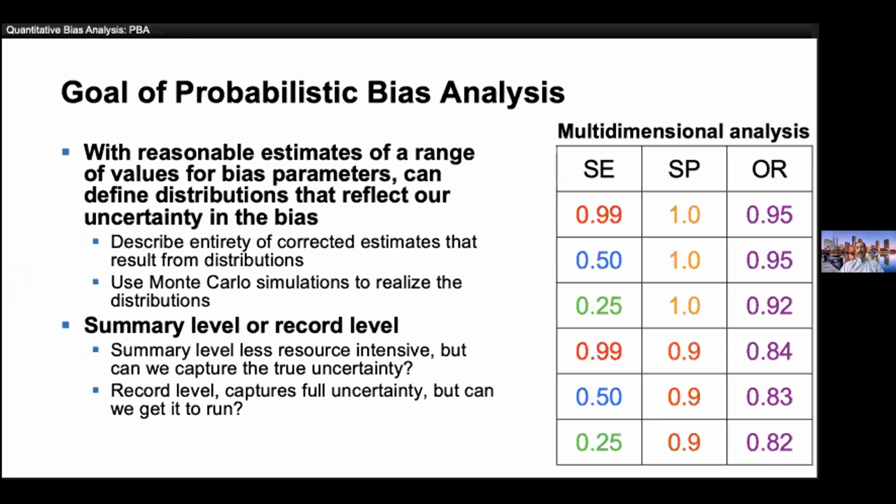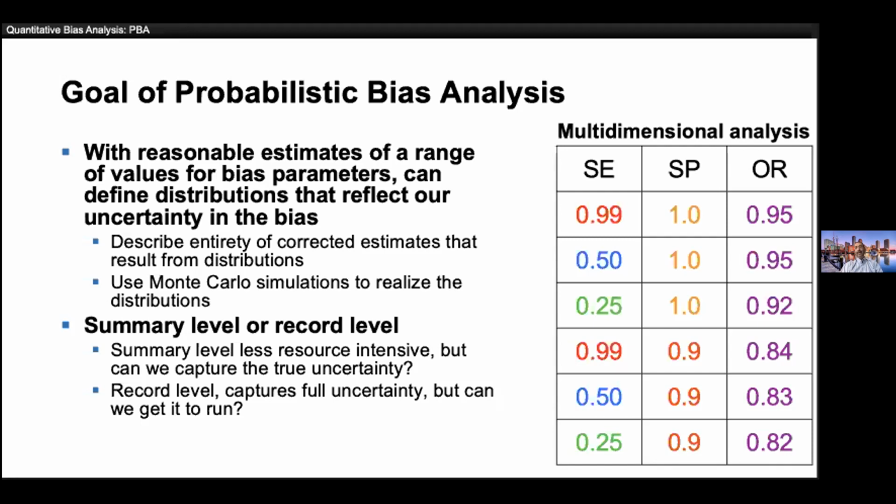But instead of doing a bunch of simple bias analyses, I can also quantify my uncertainty in those bias parameters by putting distributions around the values of sensitivity and specificity. And then I can use Monte Carlo methods to draw from those distributions, adjust the data, and then do it over and over again to get a distribution of adjusted estimates.